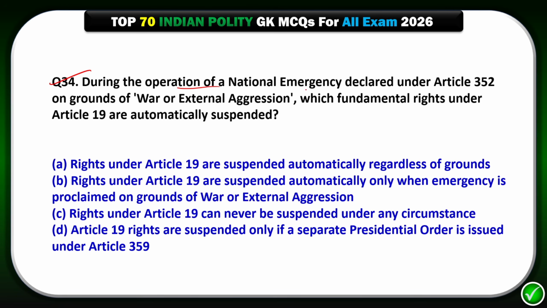34. During the operation of a national emergency declared under Article 352 on grounds of war or external aggression, which fundamental rights under Article 19 are automatically suspended? Option B is the right answer. Rights under Article 19 are suspended automatically only when emergency is proclaimed on grounds of war or external aggression.